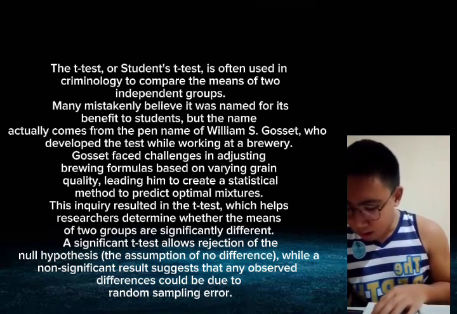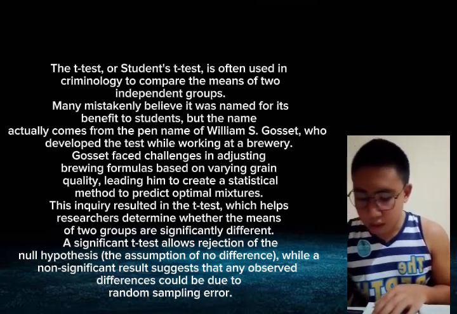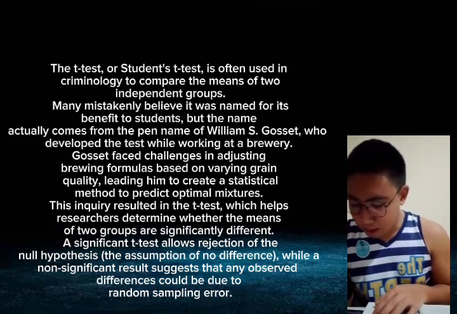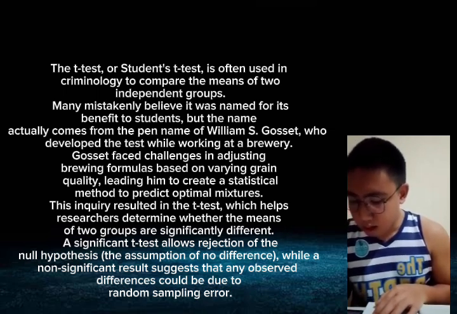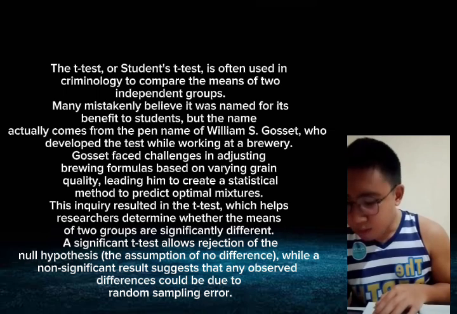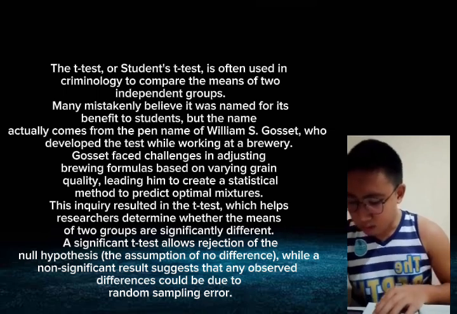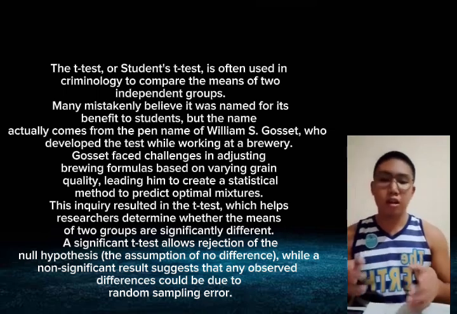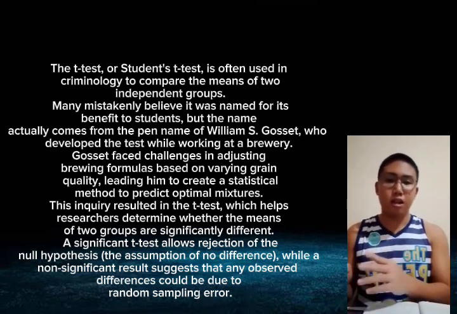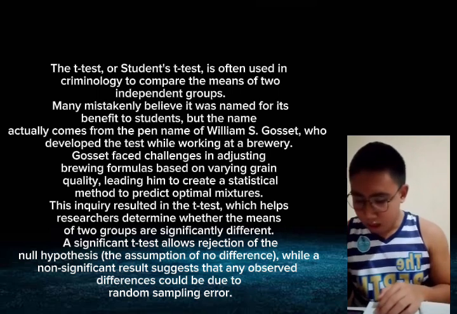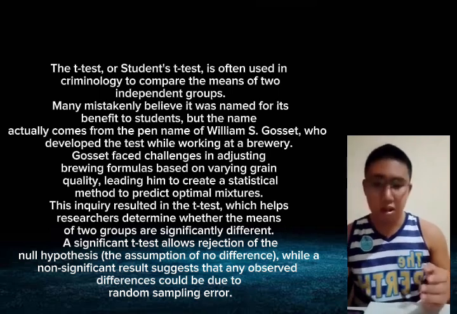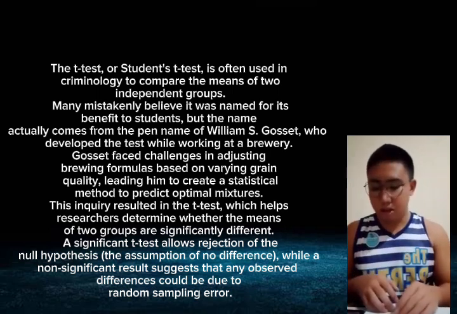The inquiry resulted in a t-test, which helps researchers determine if the means of two groups are significantly different. A significant t-test allows rejection of the null hypothesis, the assumption of no difference. A non-significant result suggests that any observed differences could be due to random sampling error.